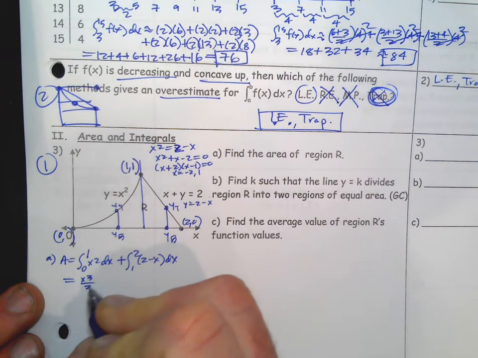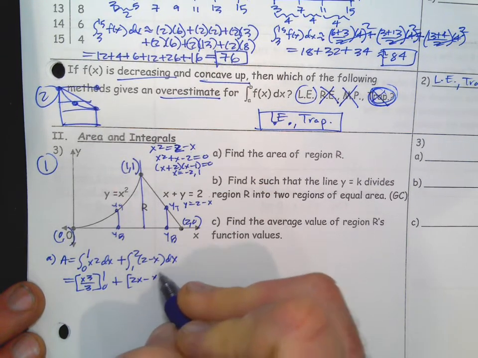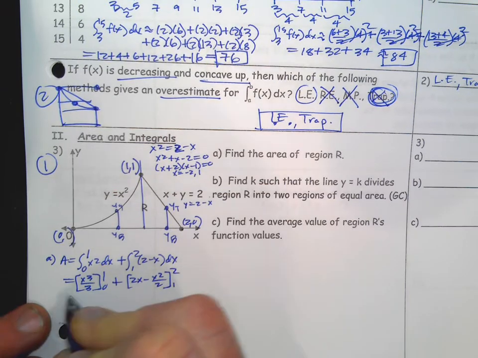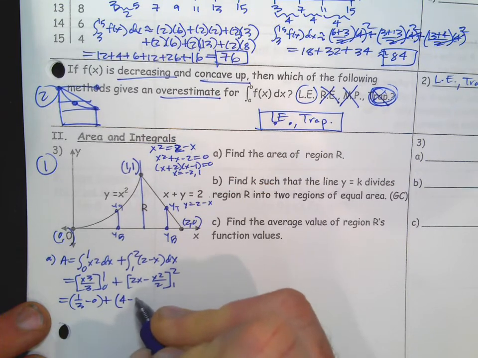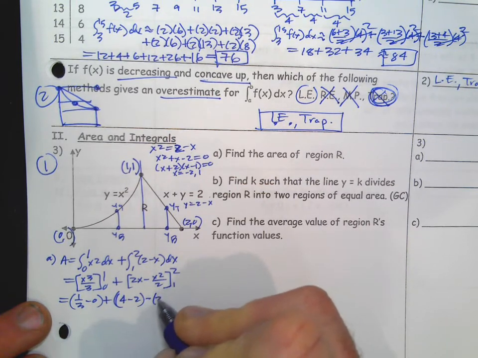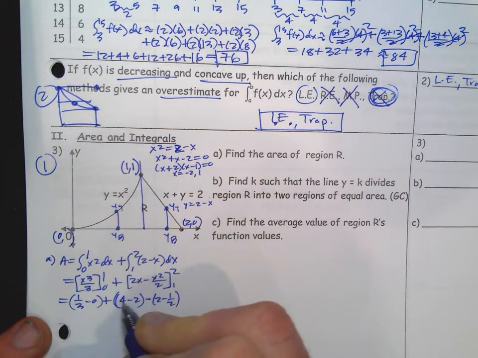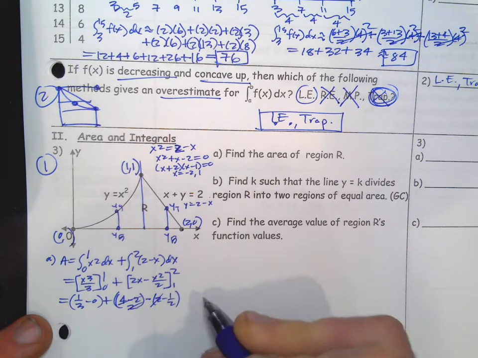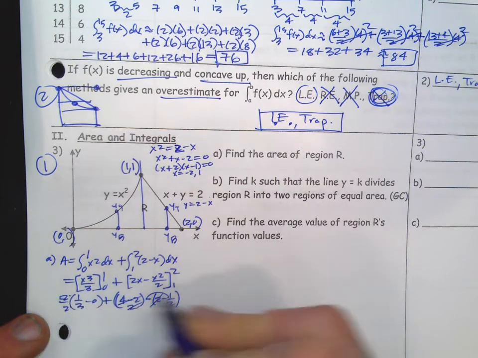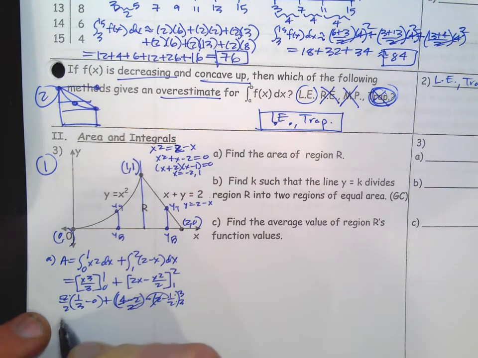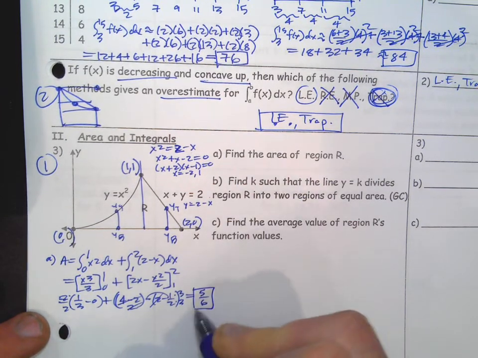x cubed over 3, 0 to 1, plus 2x minus x squared over 2, 1 to 2. It's going to be 1/3 minus 0, plus 4 minus 2, minus 2 minus 1/2. So we get 2 minus 2, plus 1/2. So we have a positive 1/2 and a positive 1/3. Least common denominator 6, so we have 2 over 6 plus 3 over 6, which is 5 over 6, the exact answer. Or you could do it by calculator.